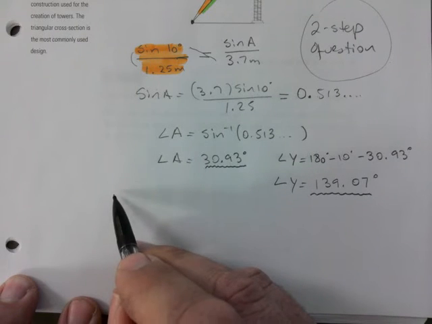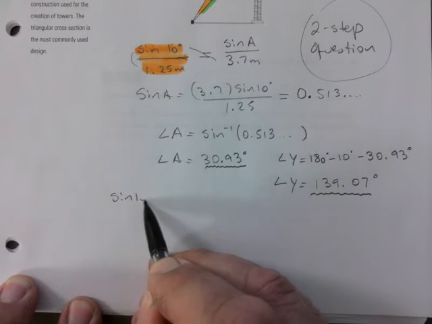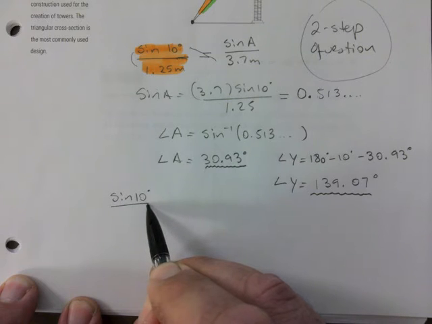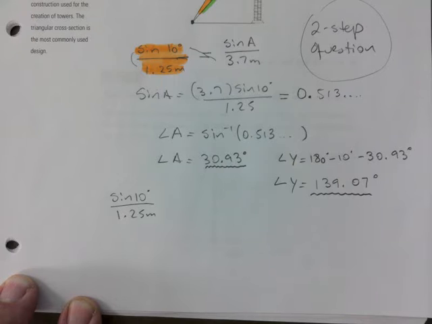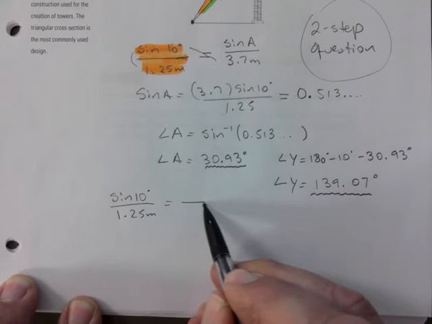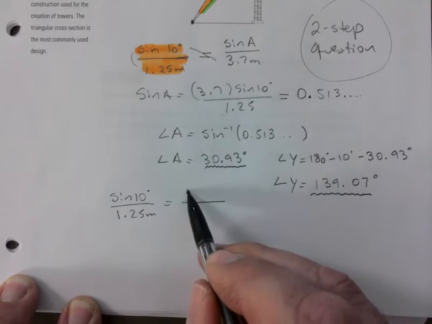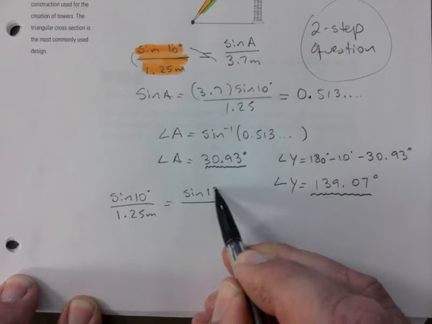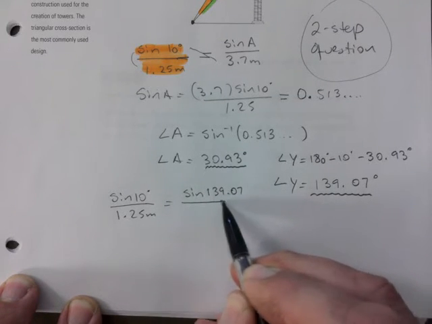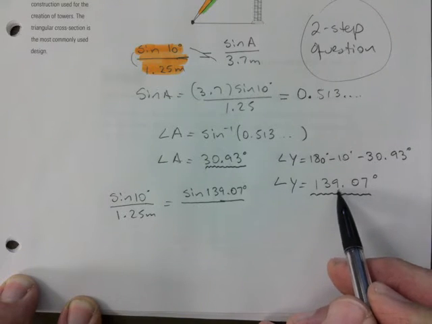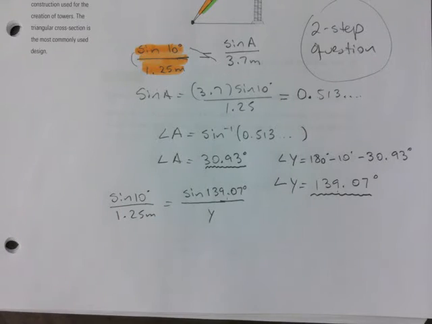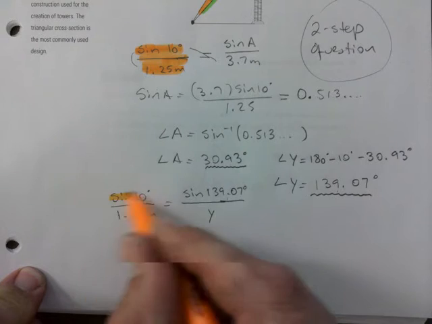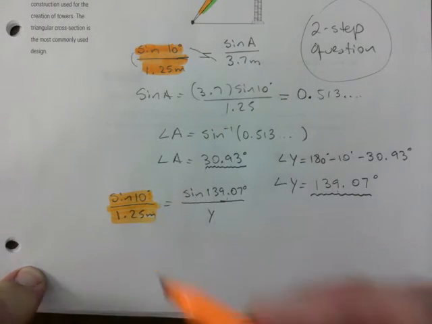Now I'm going to go back to, I'm going to use the pair. Look carefully. I'm going to use the pair that I used the first time because that one is given to me. I'm guaranteed to have that part right. And now I'm going to use sine of 139.07, right? That angle I just found here, which is going to find me side y. And I will highlight this again.